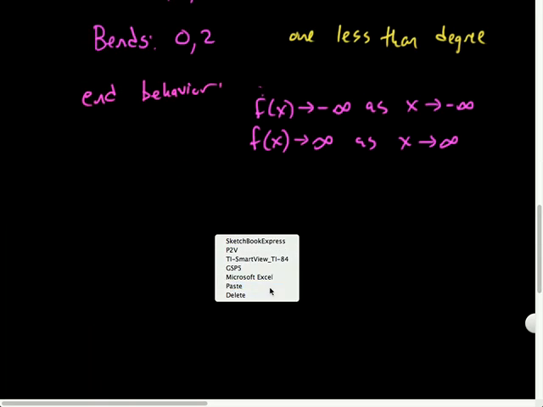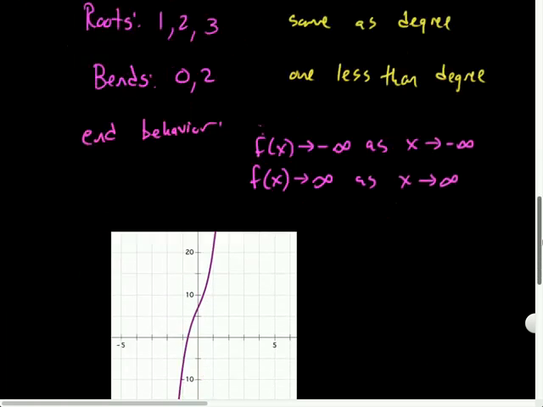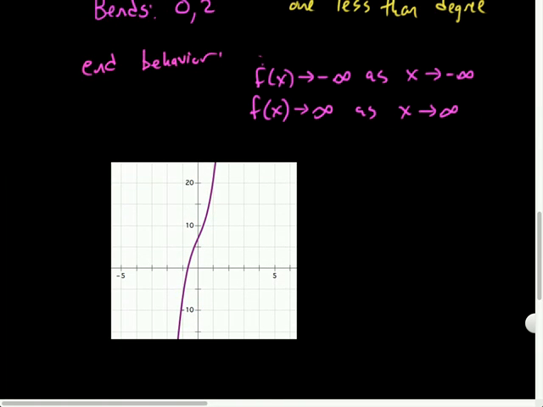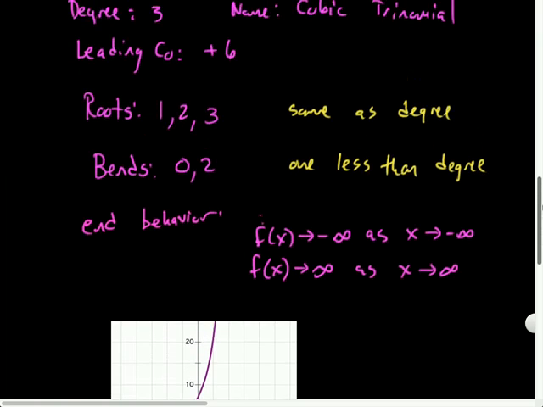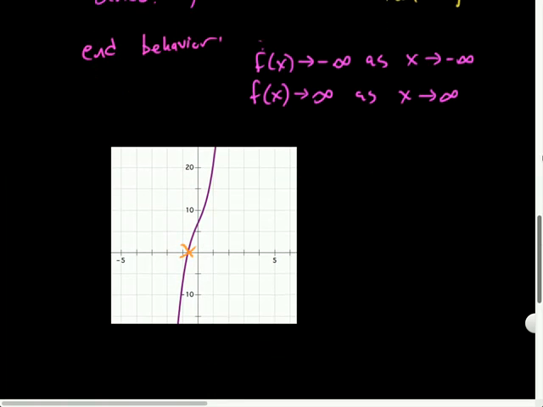So let's see, number of roots. I said 1, 2, or 3. How many roots does the graph actually have? 1, right? 1 x-intercept right there. How many bends? I said 0 or 2. I would classify this as 0 bends, right? It never had a hill or a valley, like it never had a maximum or a minimum locally. It was increasing more slowly for a minute, but then it kept increasing faster, right?